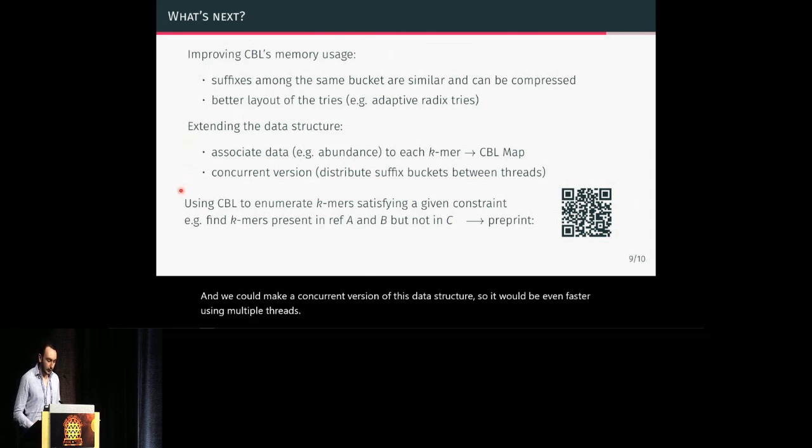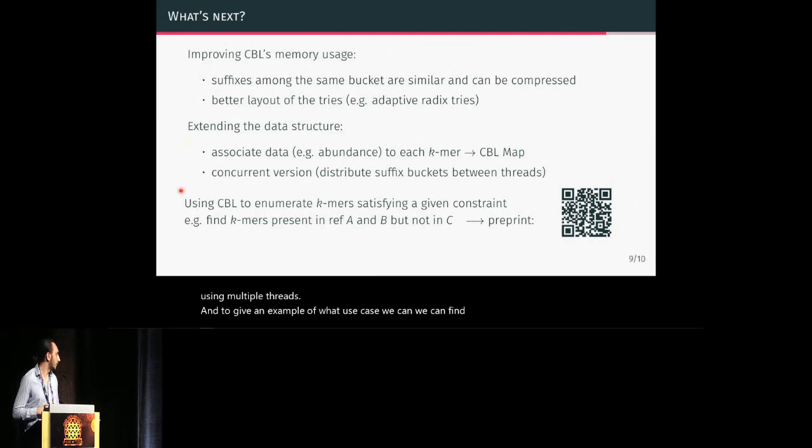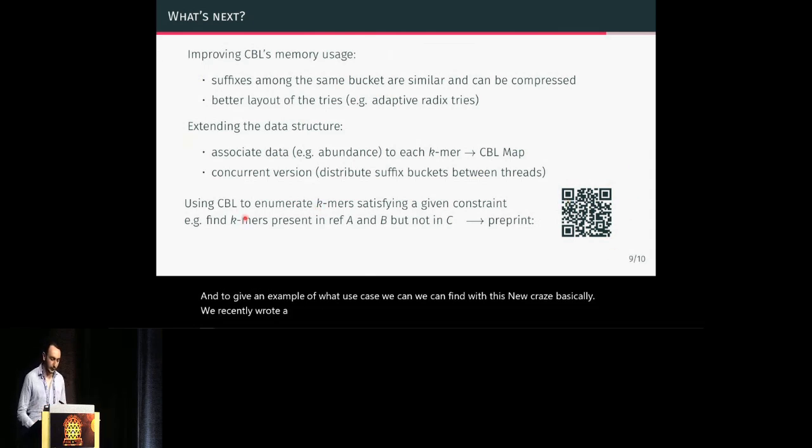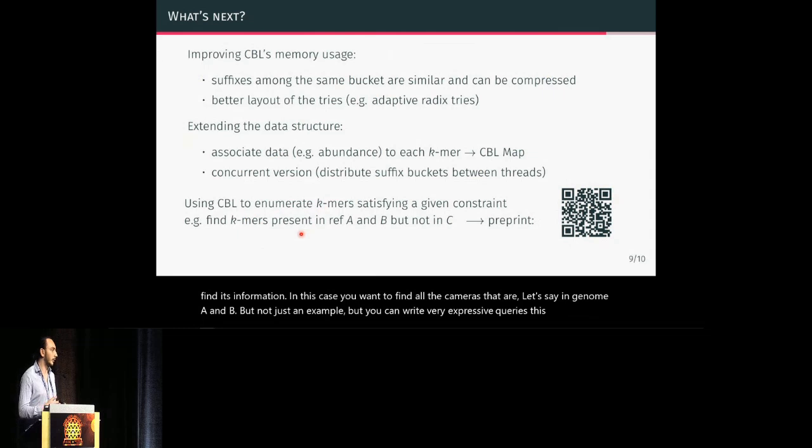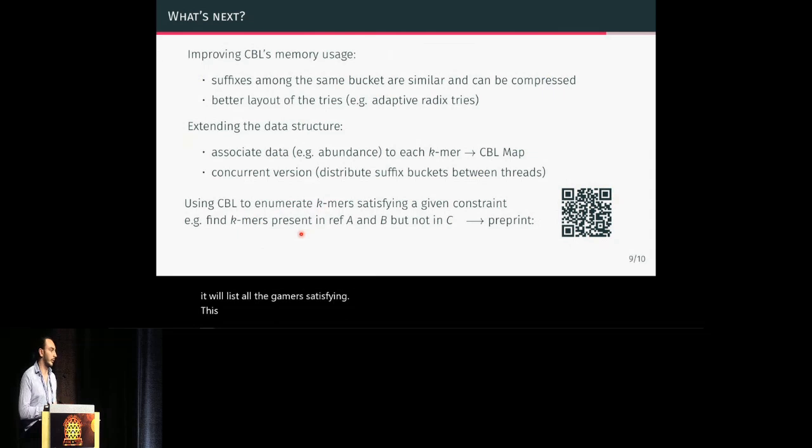To give an example of a use case for these new queries, we recently wrote a preprint that shows how we can enumerate k-mers that satisfy a given constraint. So this is kind of the opposite problem. You don't start from a k-mer to find its information. In this case, you want to find all the k-mers that are, let's say, in genome A and B, but not C. Just an example, but you can write very expressive queries this way, and it will list all the k-mers satisfying these specific properties.